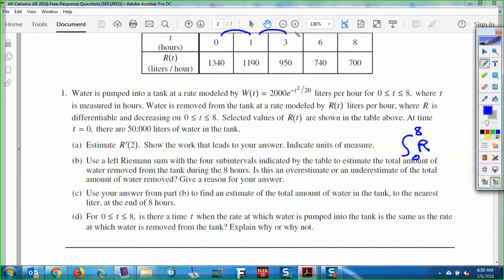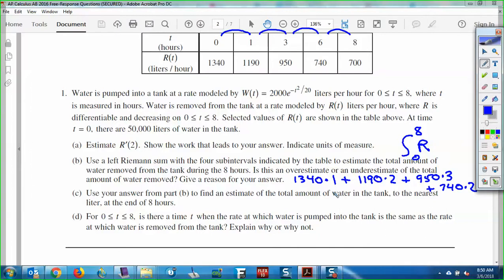Now we had to do a Riemann sum with 4 subintervals. So 1, 2, you guys remember this one? I put this one up here the other day and we just worked it. Okay, so now we can go ahead and get our answer. So it's a left. So which values am I going to use? I'm going to have 1340 times, what's its width? What's the first width? 1, plus the next one, 1190 times 2, plus 950 times 3, plus the last one times 2. Okay, those are going to be left because my first height is going to be 1340 with the 1, and then, right?